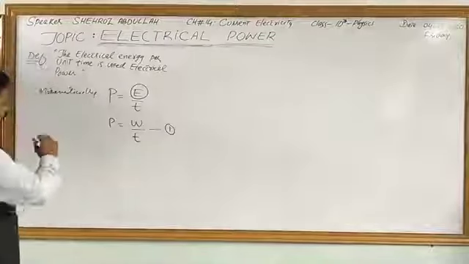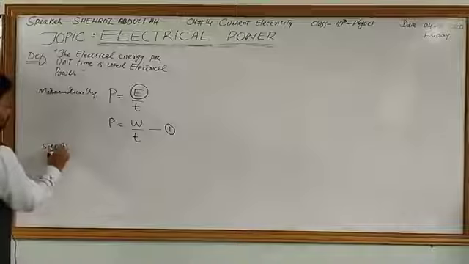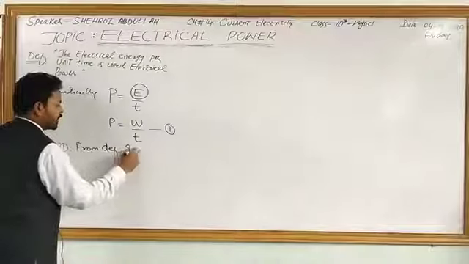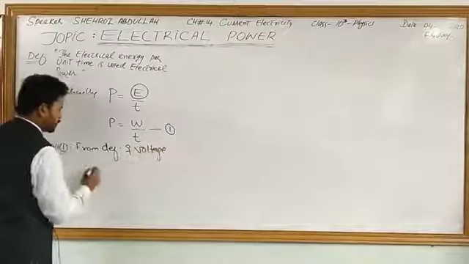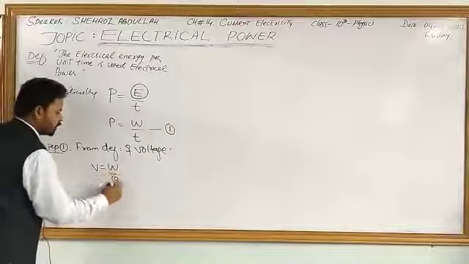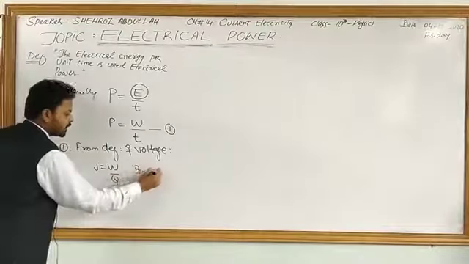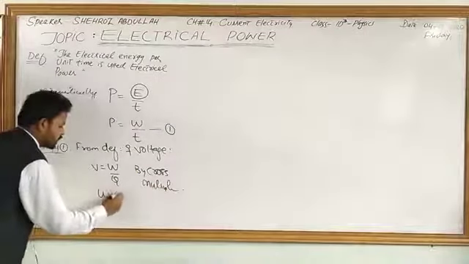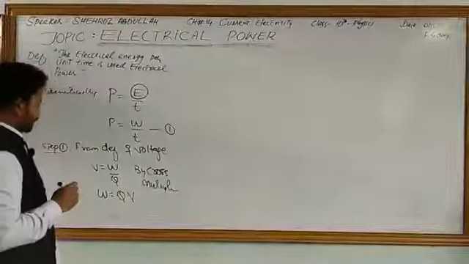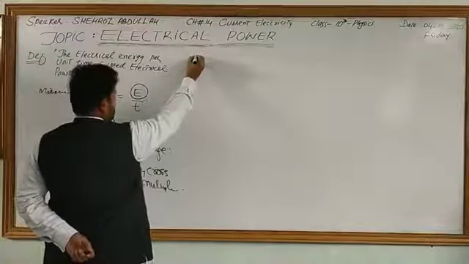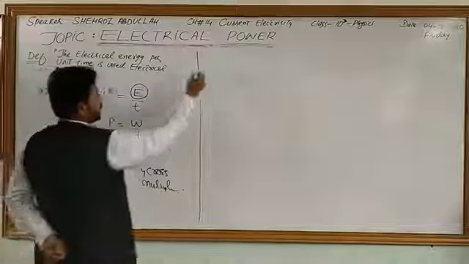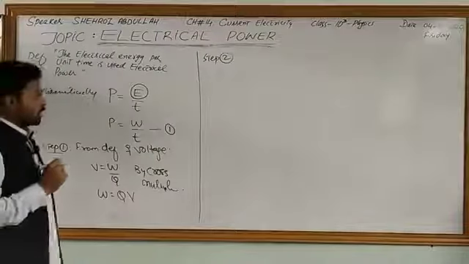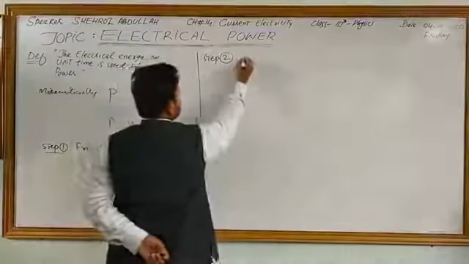Now we are going to move on to the next step. Step 1: from the definition of voltage, we can write that V is equal to W by Q. By cross multiplication we get W is equal to Q into V. And from the definition of current, that is our step number 2, I is equal to Q by T.